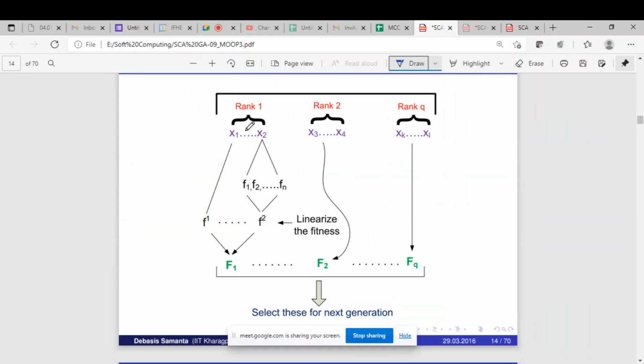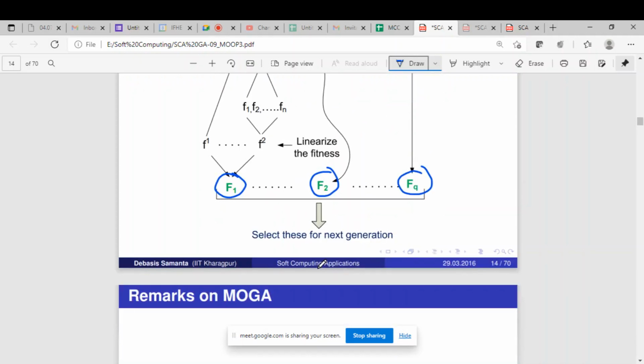So finally, these are the different individuals. Multiple individuals will have rank 1. Similarly, another set of individuals will have rank 2, another set will have rank 3, up to rank q. All the individuals in rank 1 will be mapped to one particular fitness value, f1. All the individuals in rank 2 will be mapped to some other fitness score f2, and all the individuals in rank q will be mapped to fq. Then we see whether the convergence is met or not. Otherwise, these individuals will be identified as the next generation of population. So this is how this algorithm works.